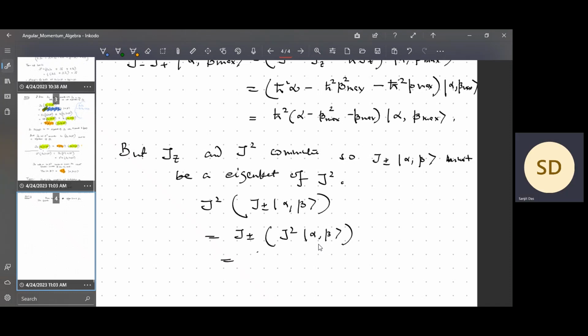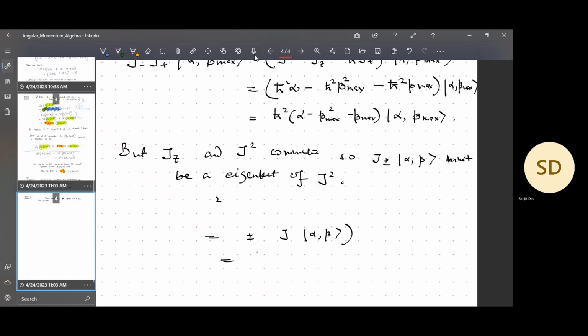Let us calculate. Wait, just a moment. I think instead of J squared, I will calculate Jz. Okay, let me erase this portion and write down the result in this format.